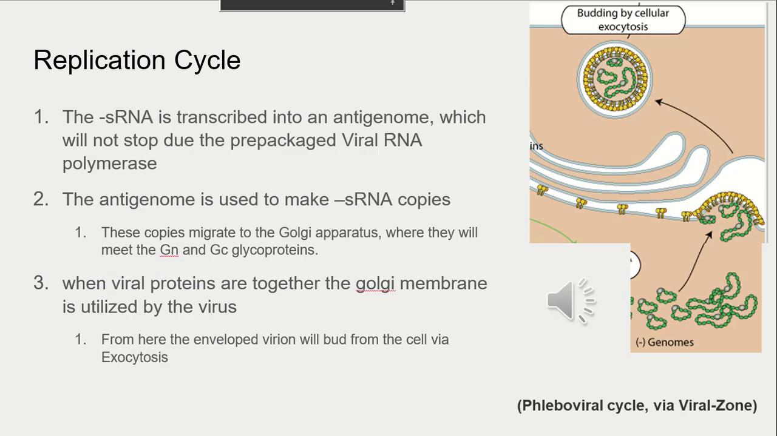So, toward the end of the replication cycle, the negative sense RNA is transcribed into an antigenome, which will not stop due to the prepackaged viral RNA polymerase. The antigenome is used to make negative sense RNA copies. These copies migrate to the Golgi apparatus, where they will meet the GN and GC glycoproteins. The viral proteins are together and the Golgi membrane is utilized by the virus. From here, the enveloped virion will bud from the cell via exocytosis.